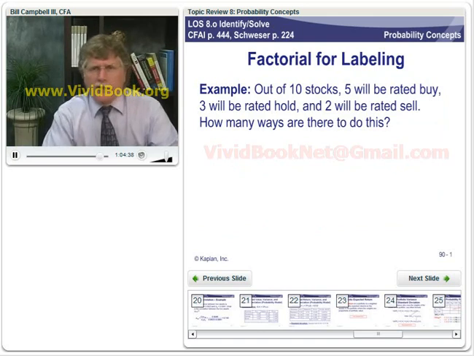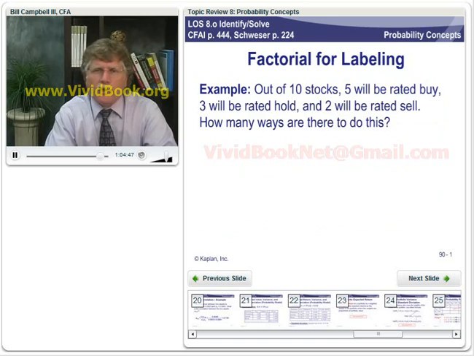Okay, the last few ideas. Factorial for labeling. Suppose you have 10 stocks. 5 are going to be rated buy, 3 are going to be rated hold, 2 are going to be rated sell. How many ways are there to do this?